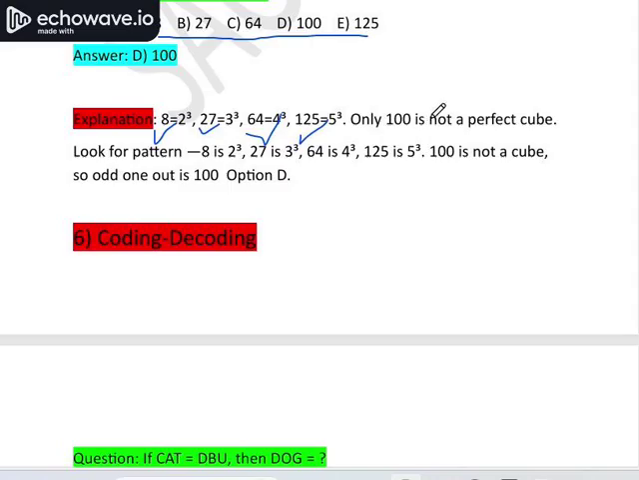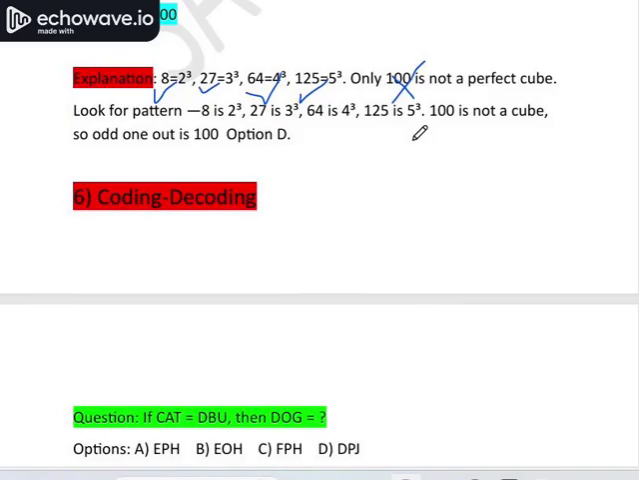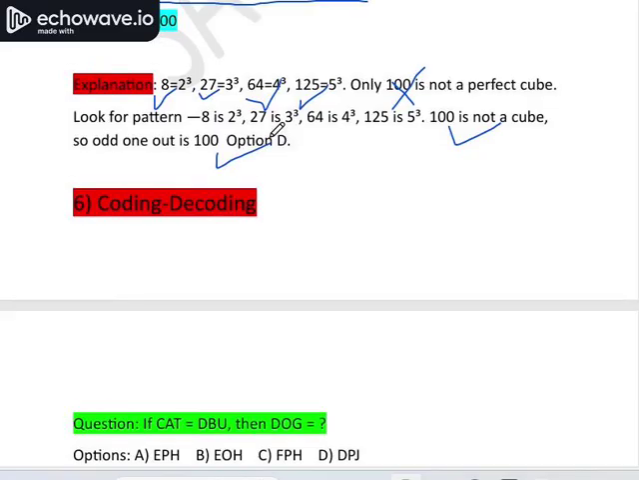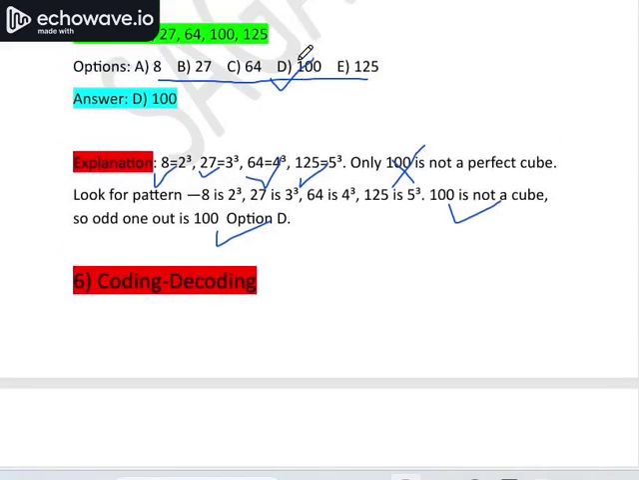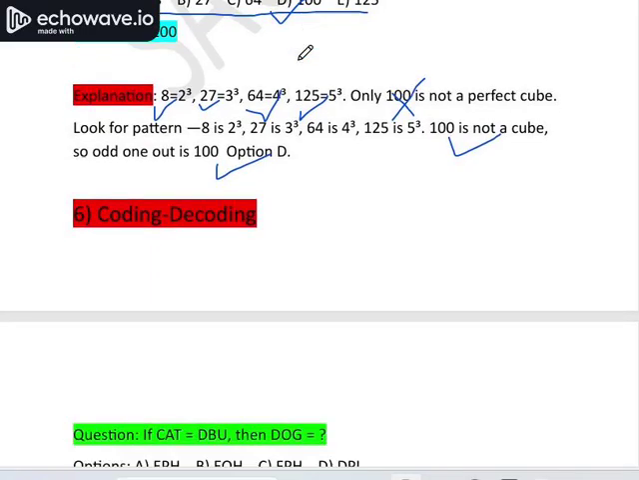But 10 cubed equals 1000. But the option given is 100, which is 10 squared, not 10 cubed. So all numbers except 100 are perfect cubes, but 100 is a perfect square, not a cube. So we can say that in this question, option D, which is 100, is the odd one. So our right answer is D, 100.